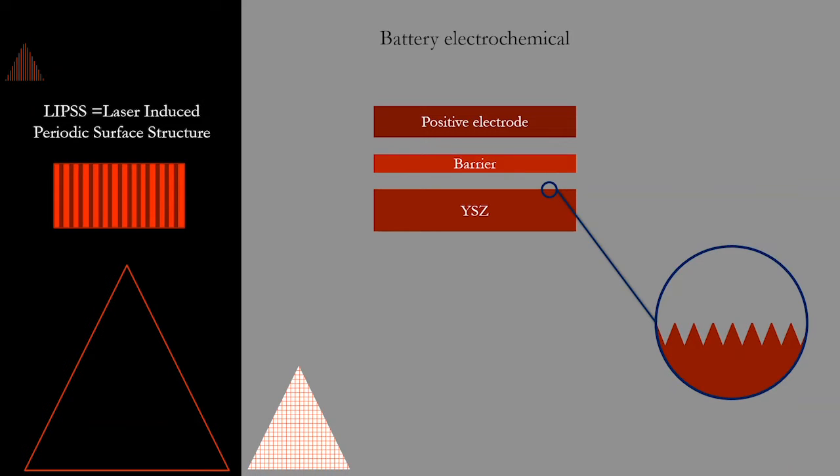First, to avoid oxidation, the layer is put between two elements acting like a barrier. To increase the contact surface between the two, the YSZ must be engraved. We are searching for a structure that looks like a mountain from the side, and that is repeated at the same frequency. This is called LIPSS, which stands for laser-induced periodic surface structure, and looks like lines separated with a nanometric distance from a top view.